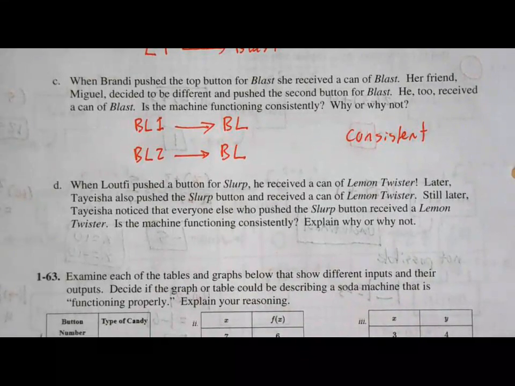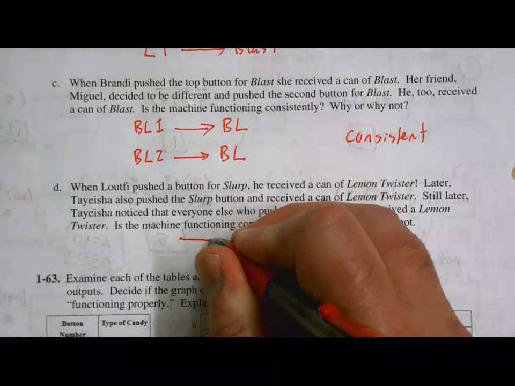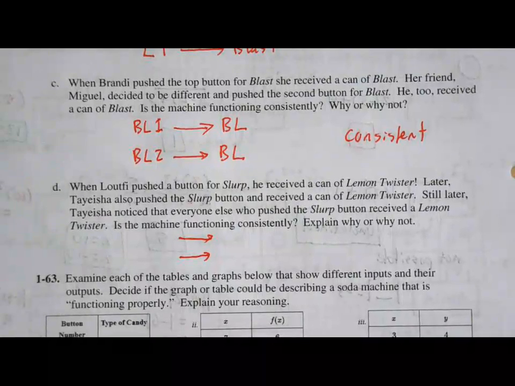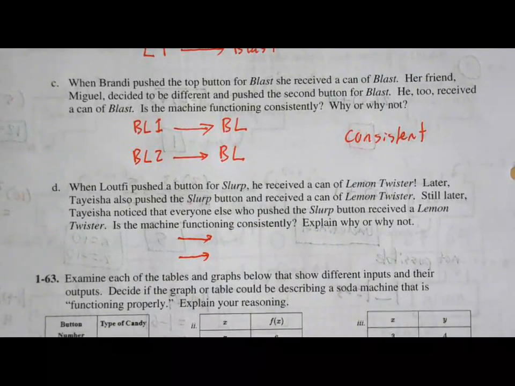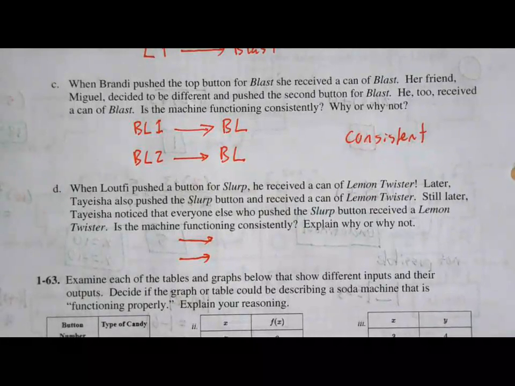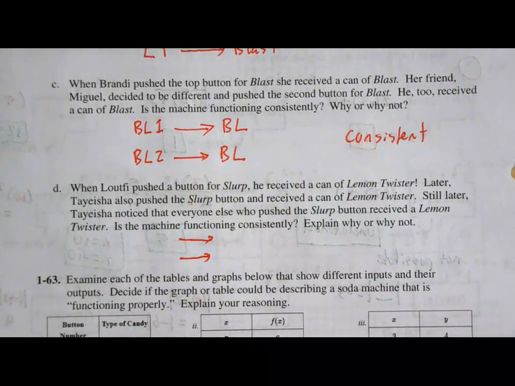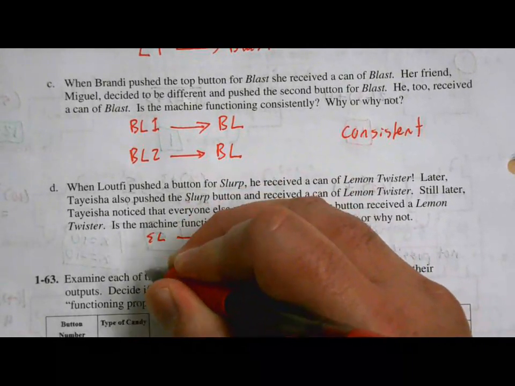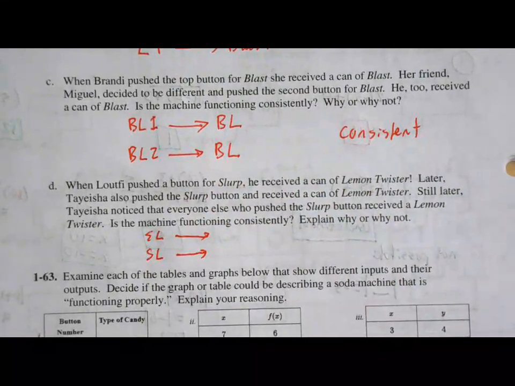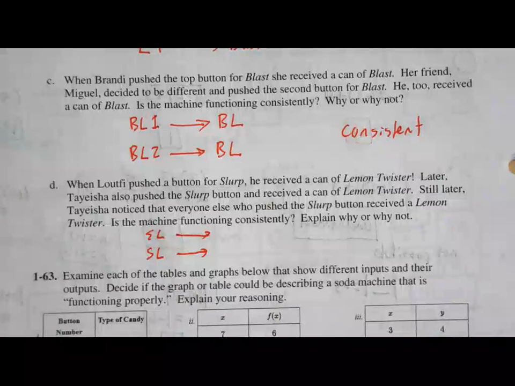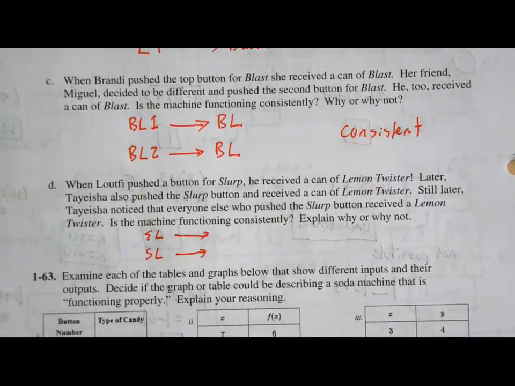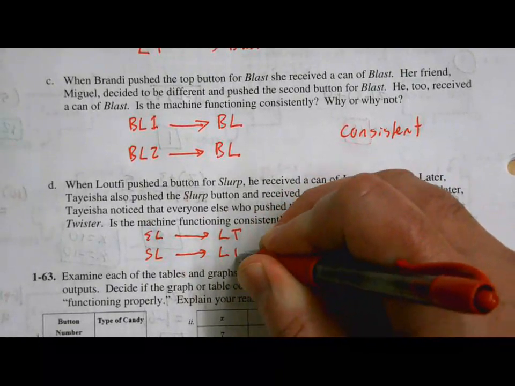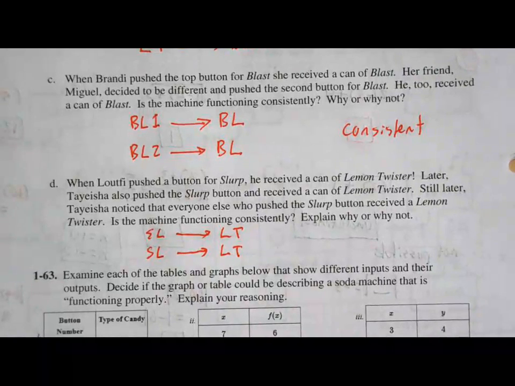Okay, so let's diagram this out. We've got 2 people, and they should be the same, right? Because Taisha, you said notice that everybody who did. So what was the input that she saw everybody doing? The input for this was slurp or lemon twister? Input was slurp. And every time someone pushes the slurp button, they get what? They get slurp? That'd be nice. But they're all getting lemon twister. This is the tricky one.